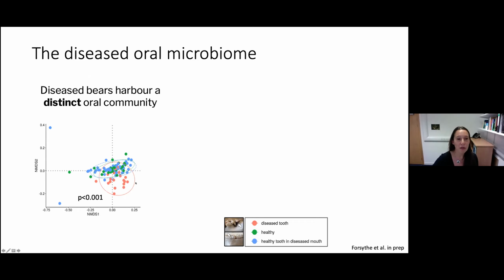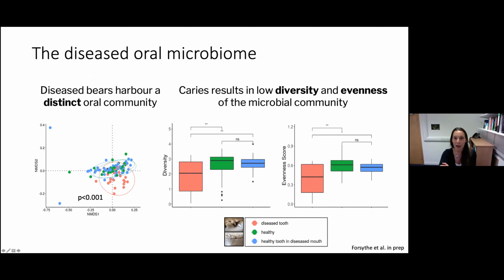So the red dots correspond to bears with caries, and the blue and green dots correspond to either completely healthy bears or to bears that did have caries but were resampled from a healthy tooth. These two are actually indistinguishable from each other, but the microbiome of diseased bears is very clearly distinct. And this disease microbiome is characterized by low diversity. So we look at alpha diversity, so diversity of microorganisms, and low evenness compared to the healthy microbiome, suggesting that it is dominated by few highly abundant taxa.